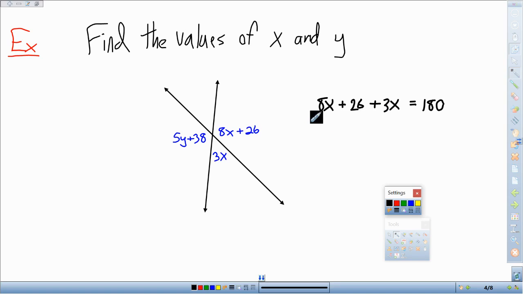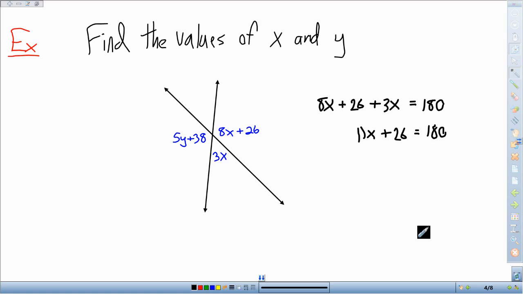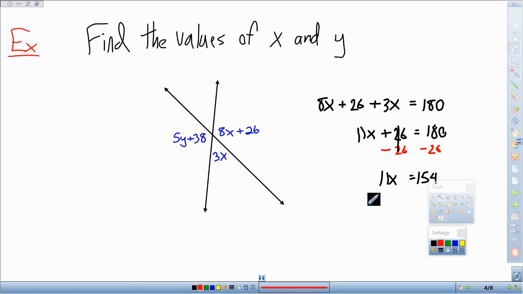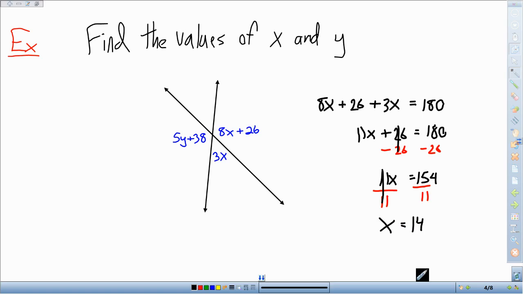So 8x, variables on the same side, I can go ahead and combine them. An 8x and a 3x gives me an 11x. This 26, I'm just going to bring down, nothing to combine it with, equals 180. Because I'm lazy, I'm going to grab my calculator. I know I'm subtracting 26 as my first step for solving, from 180. That gives me 154. So I'm getting 11x equals 154. Then I know I'm dividing both sides by 11, and it looks like I'm going to end up with a nice clean number for x. x equals 14.